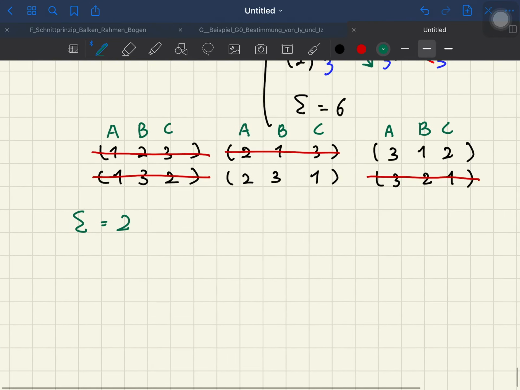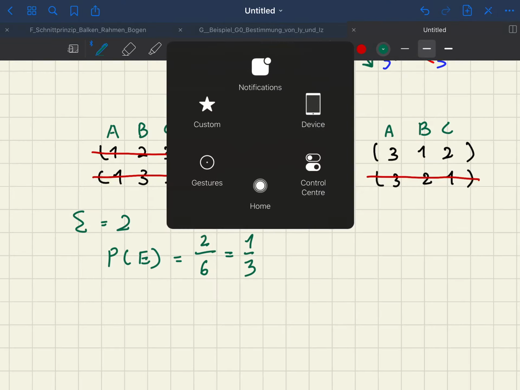Okay? So what is the probability of getting such a condition, such an event? The probability equals 2/6, which is 1/3. That's all.